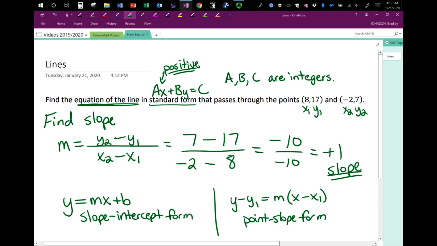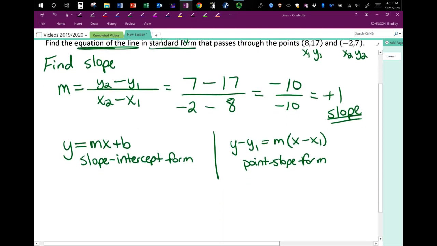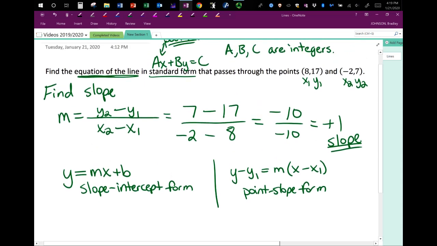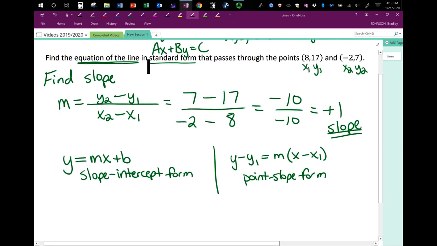Okay, so both of these forms are special. Now, the way to remember it, slope-intercept, m plus b. M is the slope, b is the intercept. So slope-intercept, that's where it comes from. Point slope, point, x1, y1 is a point, just like we got from before, 8, 17. That's a point, and slope is m. So that's why they labeled it that way. But notice both of these are not in standard form. Standard form up top is ax plus by equals c. So we're going to need to rewrite it after we solve.